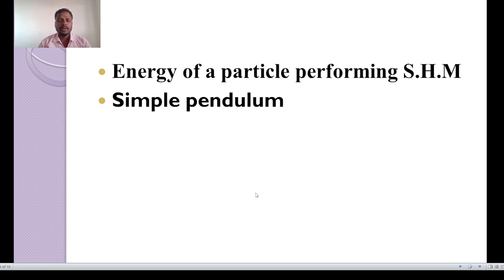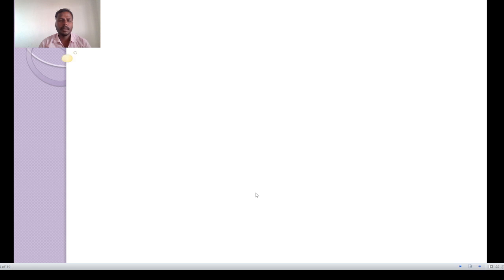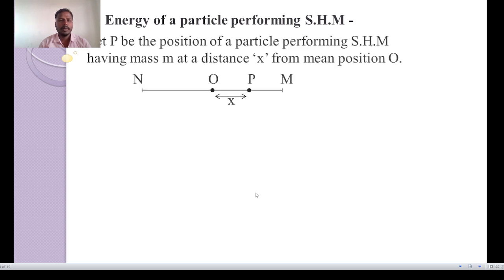In today's lecture, we are going to discuss the energy of a particle performing SHM, and the second point is the simple pendulum. Now the first point is the energy of the particle performing simple harmonic motion. Let P be the particle at a distance x from its mean position. M be the mass of the particle.